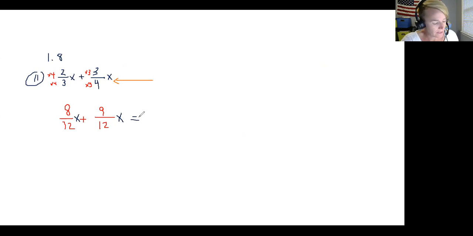So 8 plus 9 is 17. And remember, when we're doing an addition problem, we actually do something with the numerator, but the denominator just stays common. It's just a common denominator. So it just literally gets taken over here, and I'll leave my x. So my answer for number 11 is just 17/12 times x, and I just leave that alone. So that's that one.